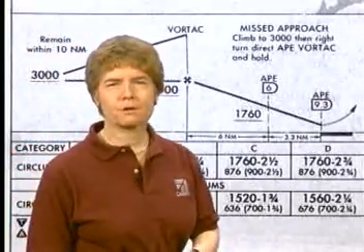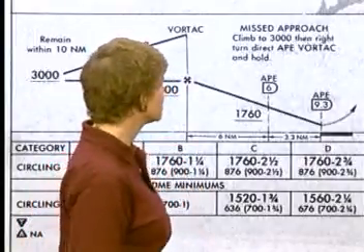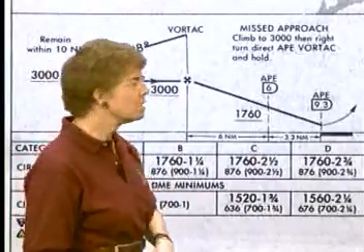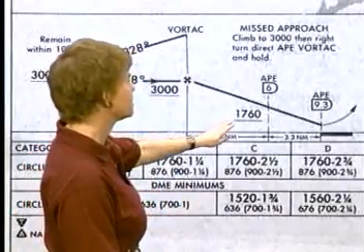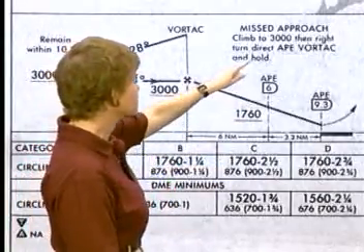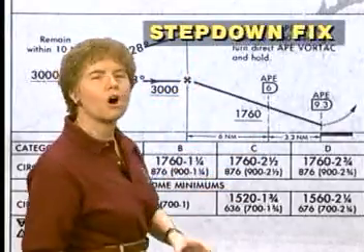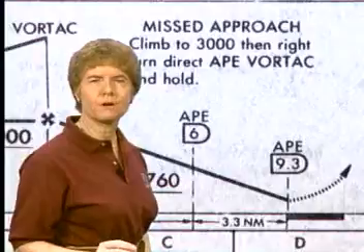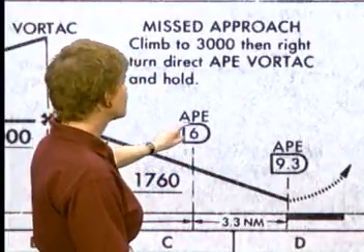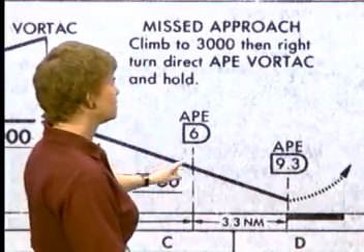Now, on some approaches, you cannot descend to the minimum descent altitude for the approach immediately after you pass the final approach fix. Instead, you descend some after passing the final approach fix and make your last descent after passing another fix, what's known as a step-down fix. On this VOR or GPS Alpha approach at Newark, Ohio, notice the 6 DME fix from the Appleton VOR, APE. This is a step-down fix on this approach.